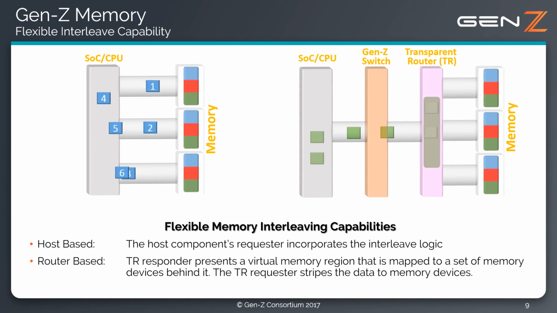In our example, the CPU sends a memory request to the transparent router targeting the logical green memory region. The transparent router then creates a series of Gen Z requests based on the interleaving configuration and sends these to the back-end memory devices. For read requests, the resulting responses are gathered together by the TR and sent back to the CPU. The interleaving between the transparent router and the memory devices is similar to that given in the host-based interleaving example. So interleaving is another example of how Gen Z provides high-performance memory access solutions for next-generation infrastructure.